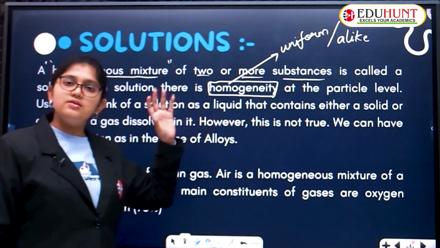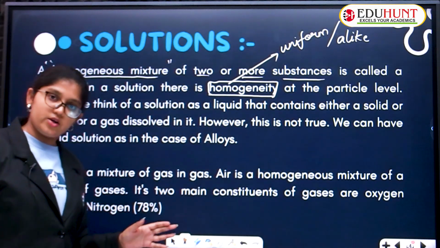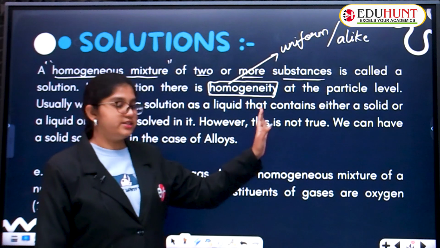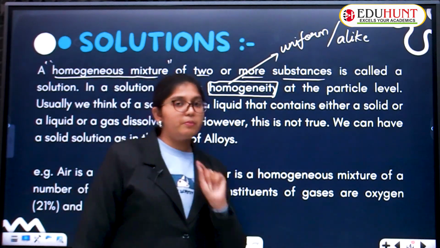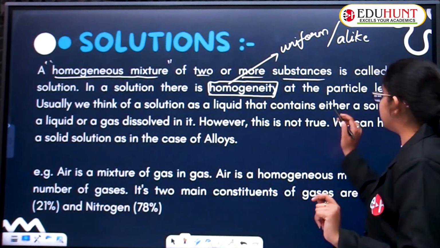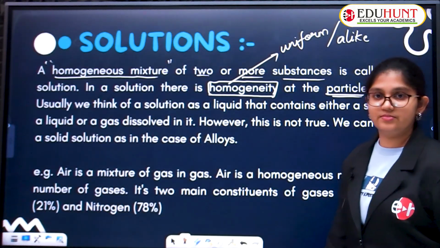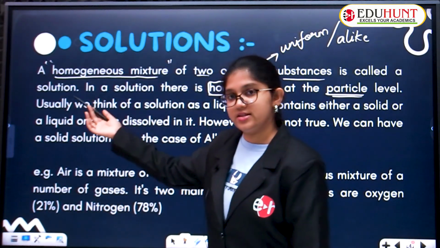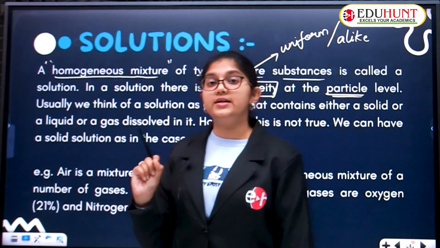So the whole solution is the same throughout. That is called homogeneity at the particle level. That is, each and every particle, each and every drop will also be equally distributed. Okay, so in a solution there is homogeneity at the particle level.